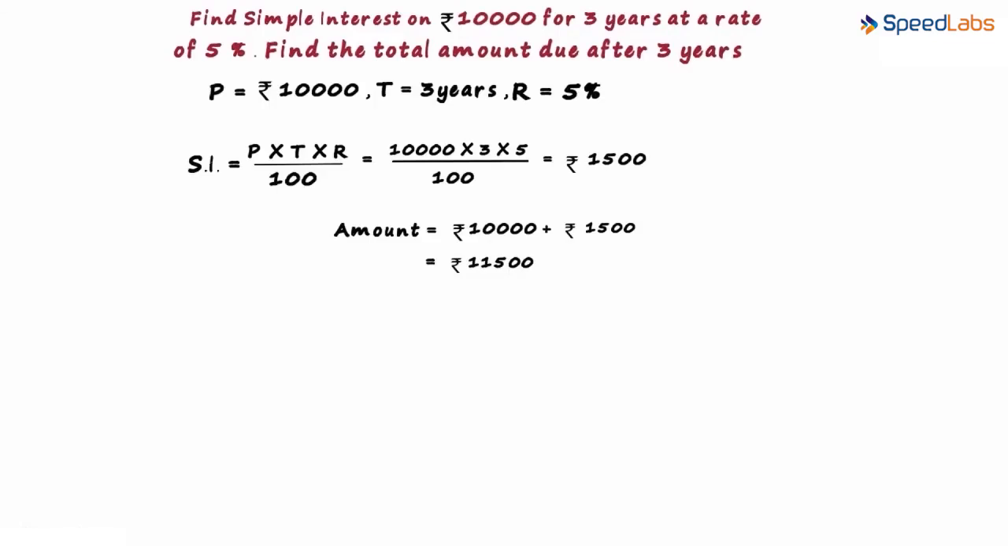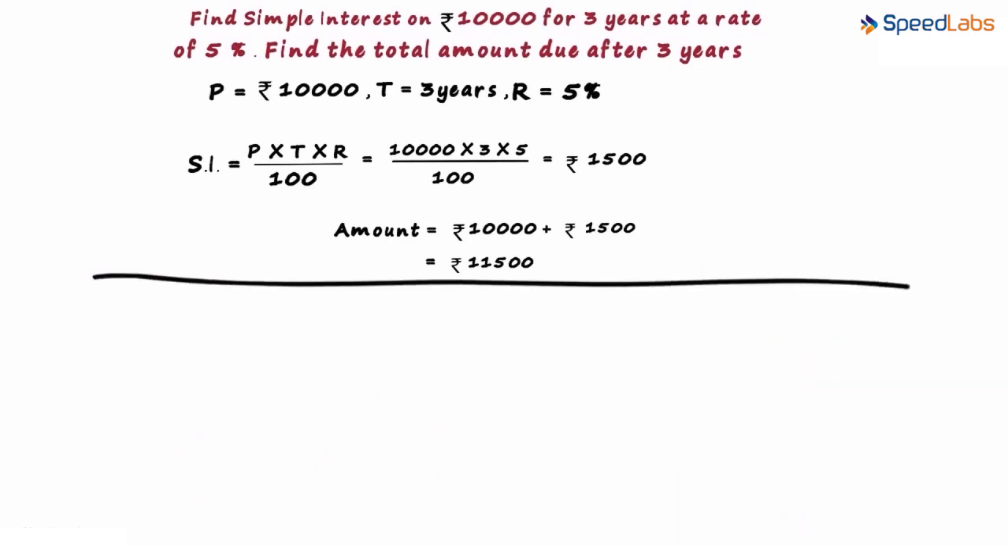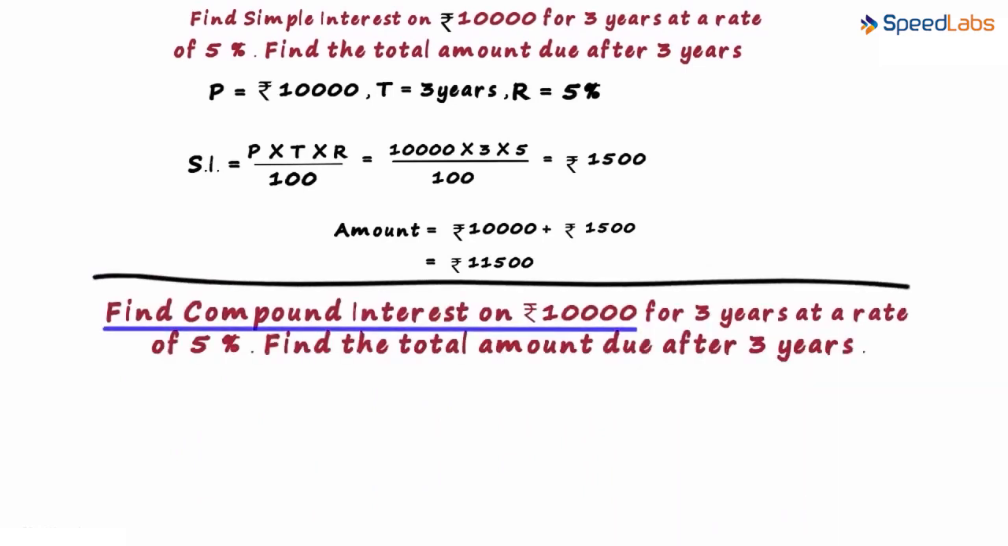In the previous video, we found the total amount due after 3 years for this case. Now we have to find the compound interest on 10,000 rupees for 3 years at a rate of 5%. Find the total amount due after 3 years.